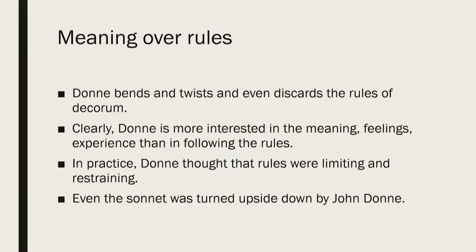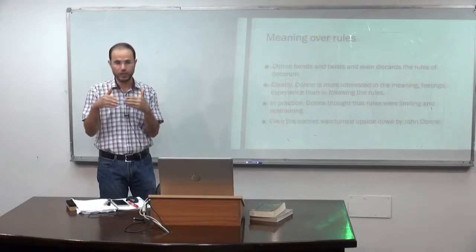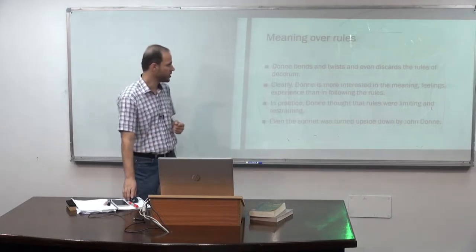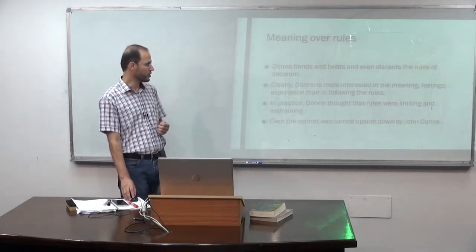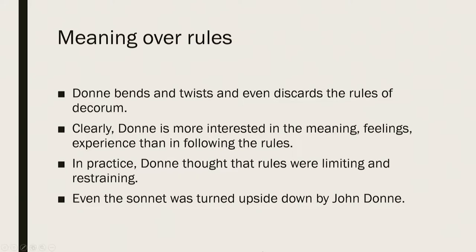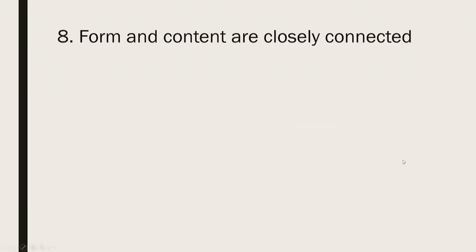So I refer to this many times, that the metaphysicals would bend and twist the rules to serve their purpose, because Donne seems to believe that following the repressive rules would restrict and limit his experience, his thoughts, his feelings, and the way he should be writing poetry. Again, I'm saying here in practice, because he didn't write another essay saying you shouldn't follow the rules. We can deduce this reading his poetry. Donne thought that rules were limiting and restraining. Even the sonnet was turned upside down and inside out by John Donne. The form and the content are closely connected.